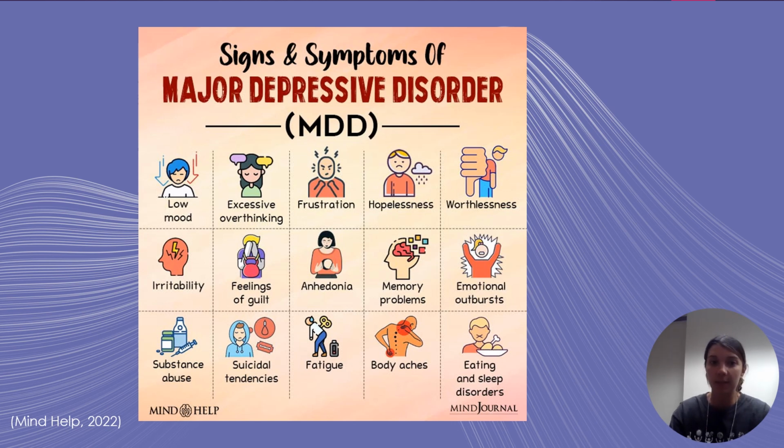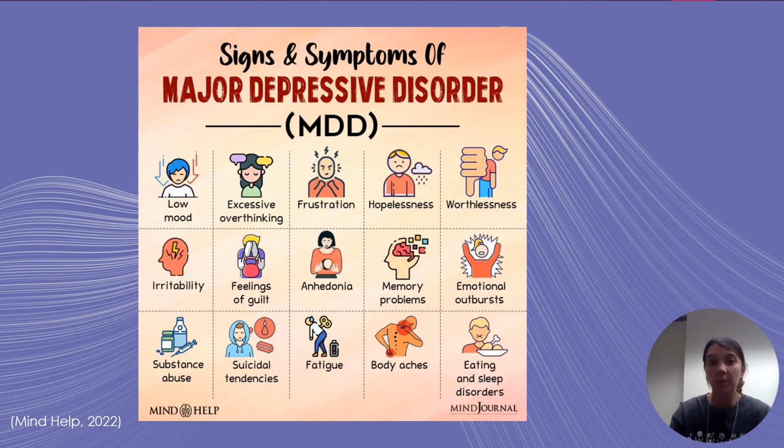Some additional facts about MDD. People with this disorder have a higher risk of suicide, and they present with depressive symptoms such as hopelessness, emptiness, anhedonia, which is the loss of interest in things that they used to find enjoyment in. They might have weight or sleep changes, poor self-esteem, and impaired cognition.